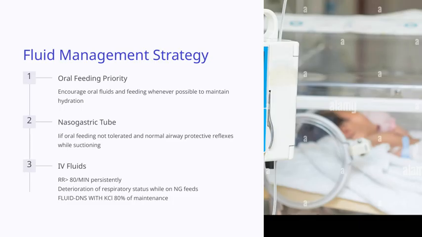In cases where the patient's respiratory rate exceeds 80 breaths per minute persistently, or if we observe deterioration in their respiratory status despite NG feeding, we need to reassess our approach. Under such circumstances, switching to intravenous fluids is essential. We typically administer fluids like DNS with potassium chloride at about 80% of the maintenance requirement to carefully support hydration without overloading the patient. Overall, the key is to tailor fluid management to the patient's respiratory status and tolerance, ensuring adequate hydration while minimizing risks.